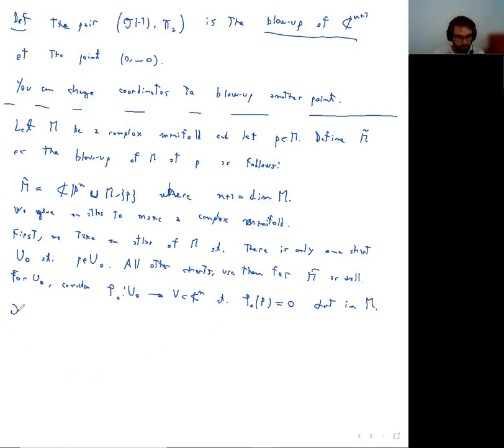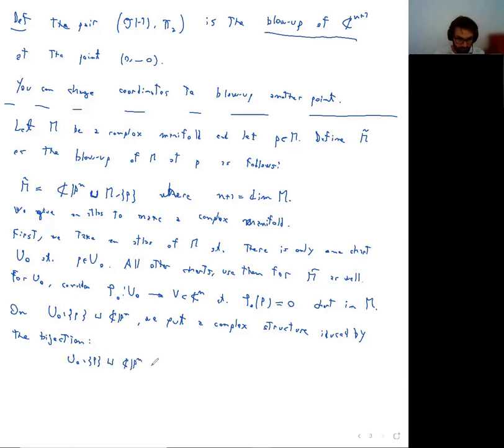And basically what we do, we make a new chart, which is going to be on U0 minus P union CPN. Because this is what this manifold M tilde looks like near P. So here we put a complex structure induced by a bijection. So we go from U0 minus P union CPN, and where do we go?